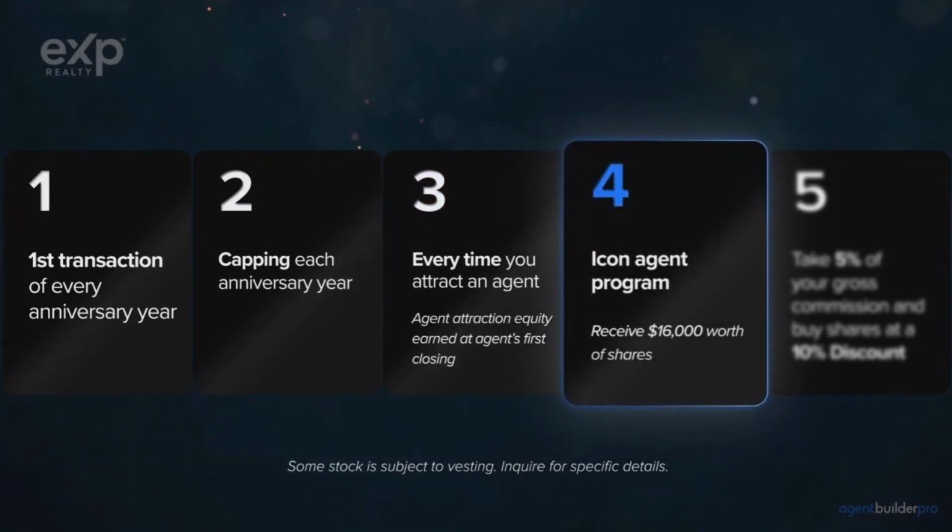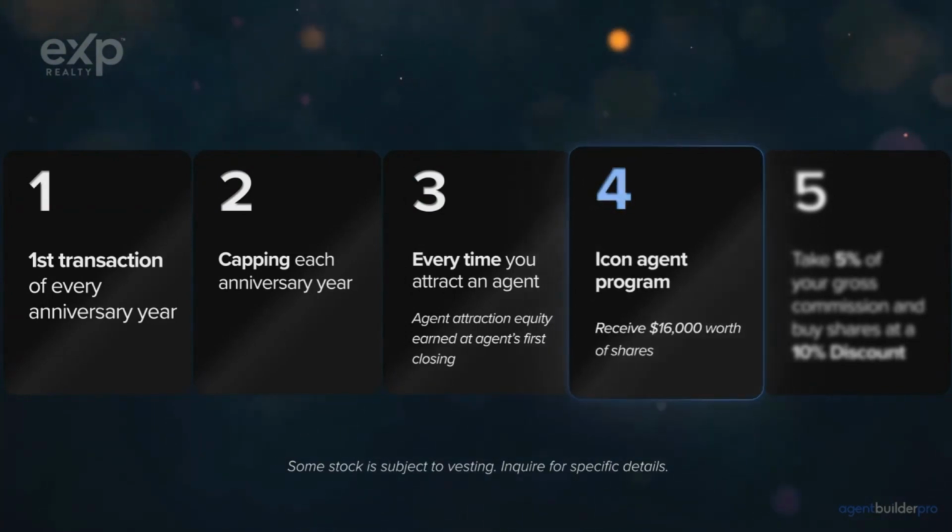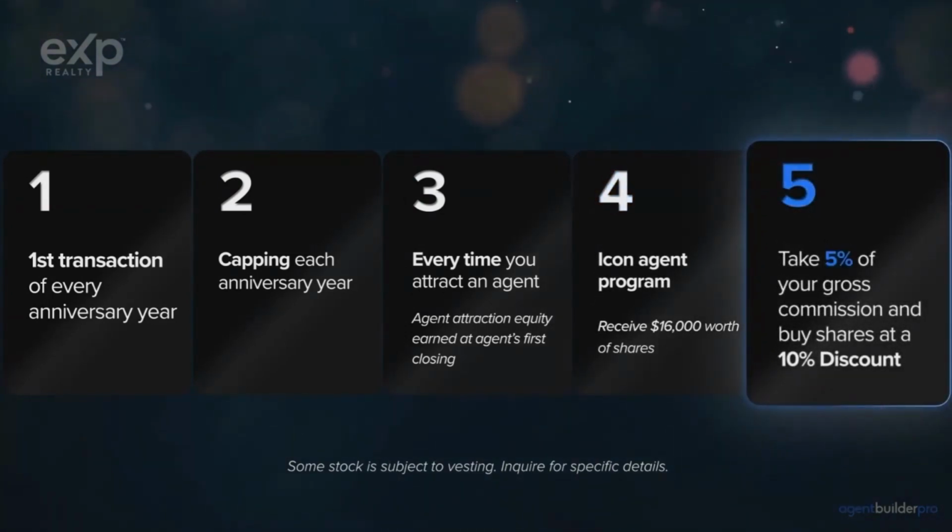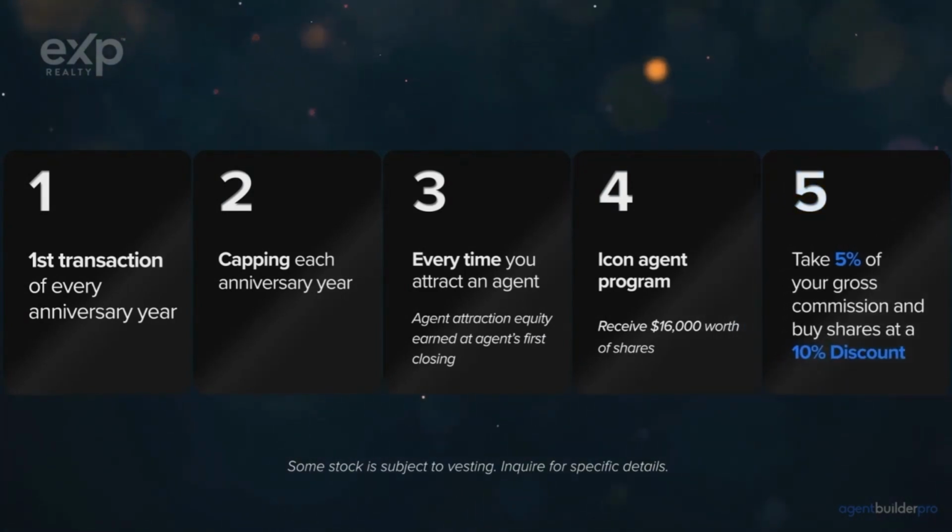Our agent equity program helps agents prepare for retirement. You can elect to take 5% of your gross commission per transaction and buy the company's stock at a 10% discount. Our ticker symbol is EXPI. Note that some stock awards are subject to vesting.